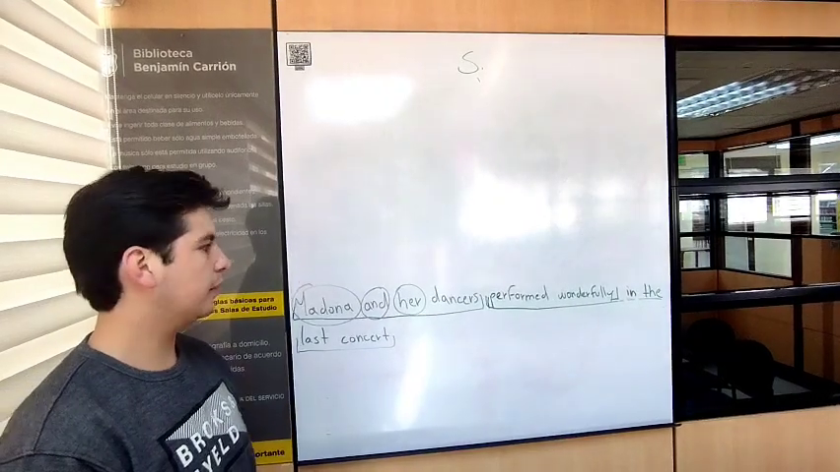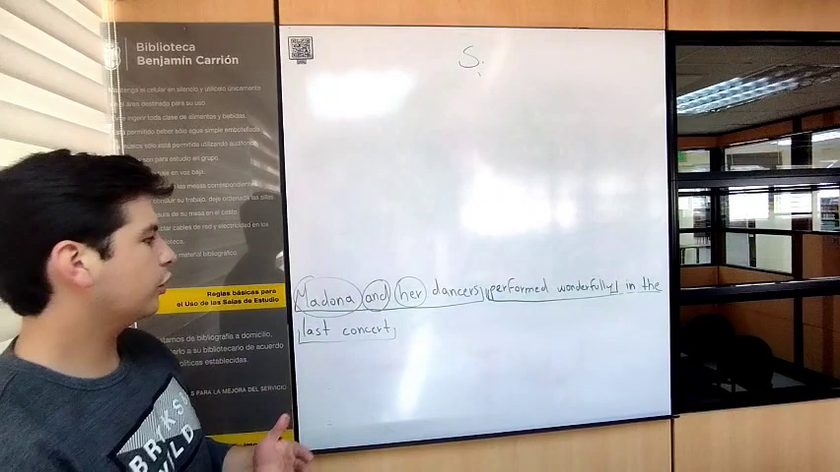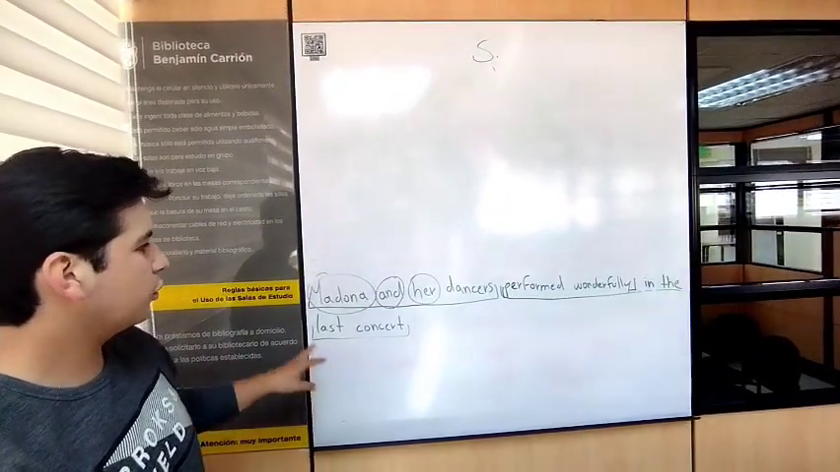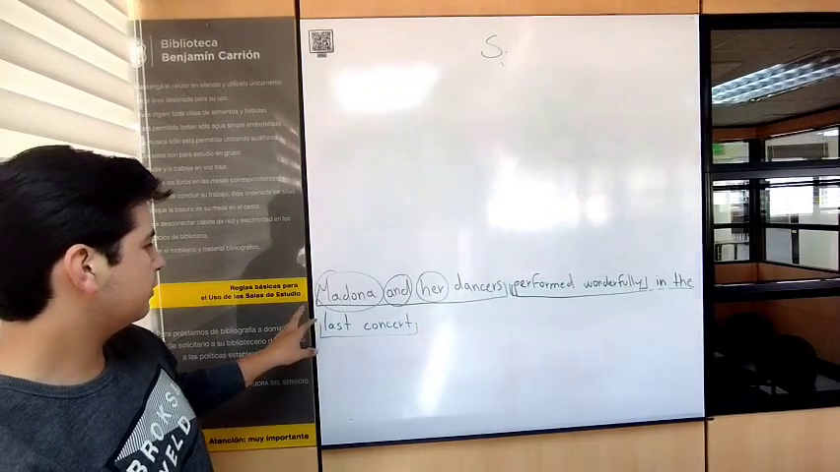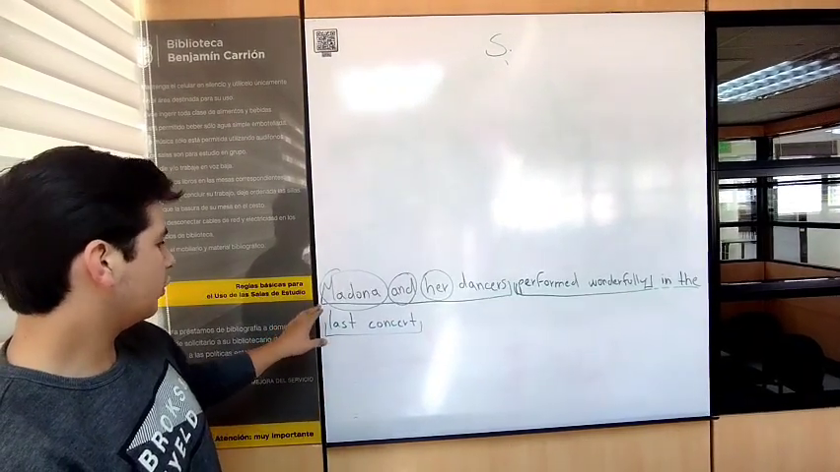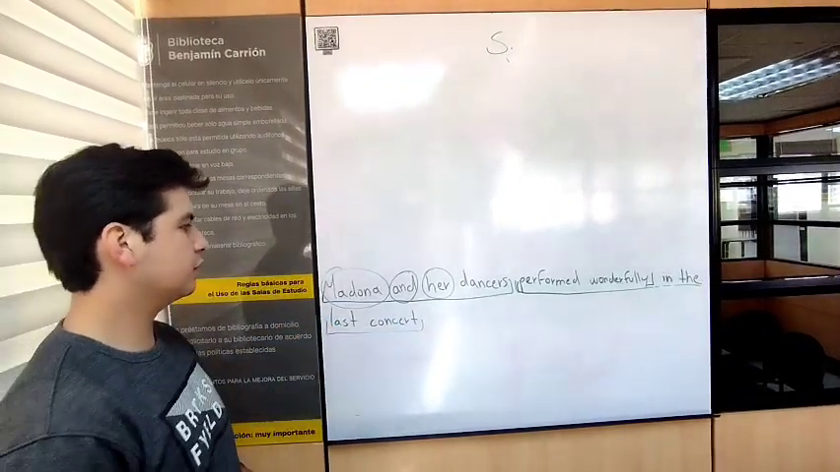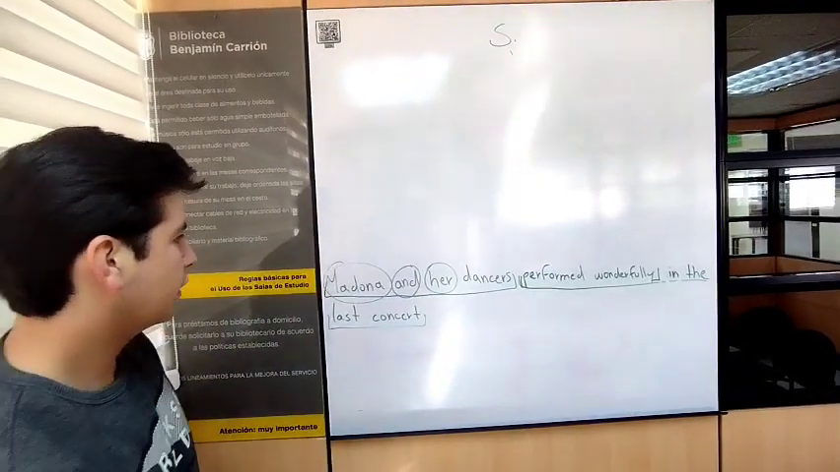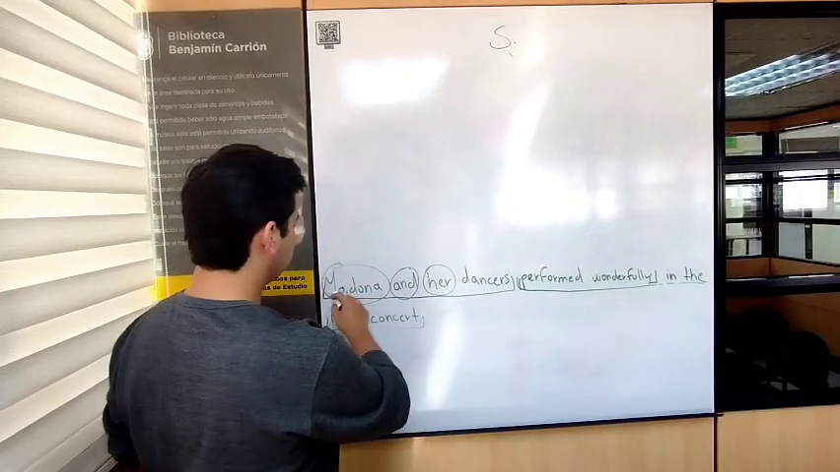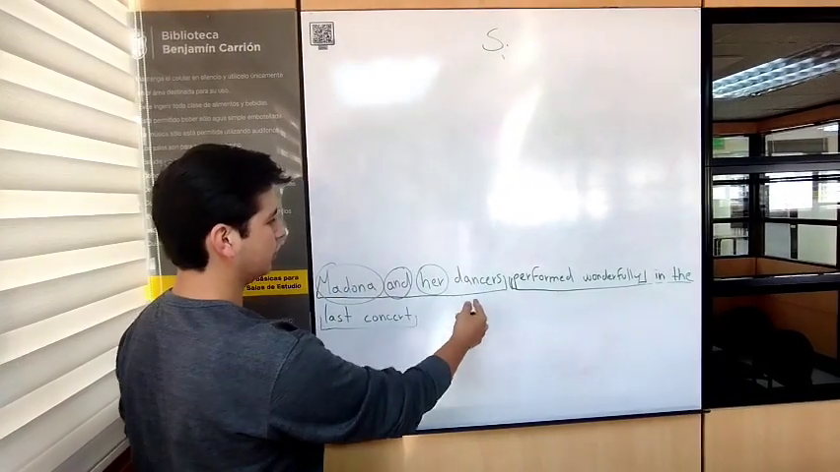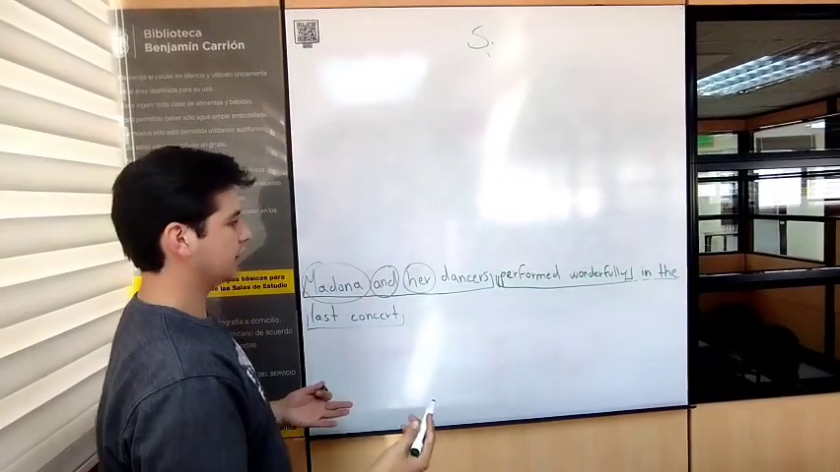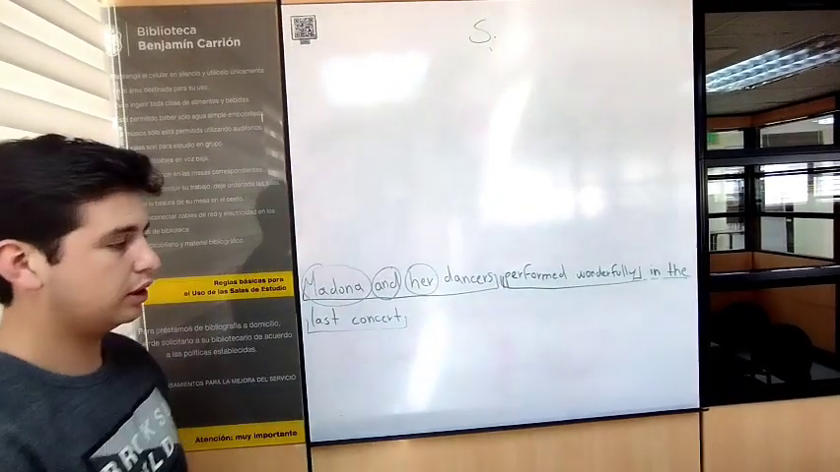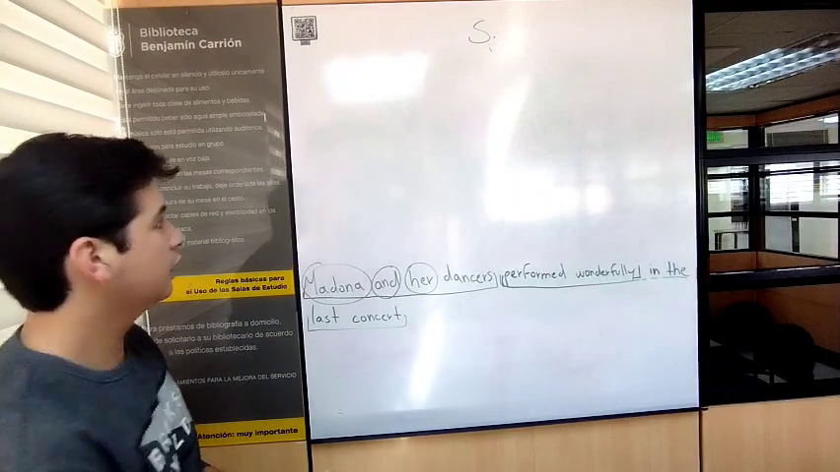Hello everyone, I'm Elian Torres and we are going to analyze the second example, which is: Madonna and her dancers performed wonderfully in the last concert. So Madonna and her dancers would be the first part of the sentence, and performed wonderfully in the last concert would be the second part of the sentence.